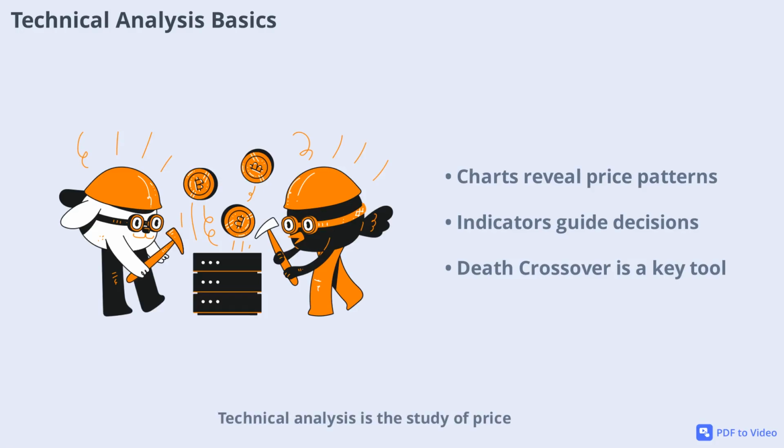Technical analysis is the study of price patterns and trends using charts and indicators. The death crossover is a classic example of a technical pattern that can provide actionable insights. By learning to read these signals, traders can make more informed decisions, even in fast-moving markets. Understanding the basics of technical analysis is essential for anyone looking to use the death crossover effectively.